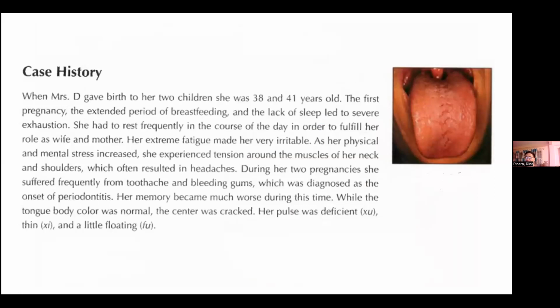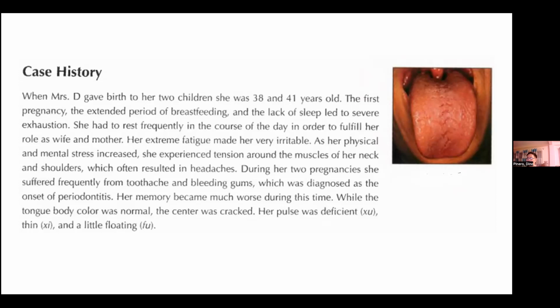So we have here sa case 3, when Mrs. D gave birth to her 2 children, she was 38 and 41 years old. The first pregnancy, the extended period of breastfeeding and the lack of sleep led to severe exhaustion. She had to rest frequently in the course of the day in order to fulfill her role as a wife and mother. Her extreme fatigue made her very irritable. As her physical and mental stress increased, she experienced tension around the muscles of her neck and shoulders, which often resulted in headaches.